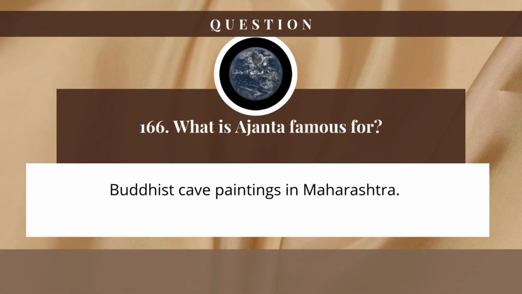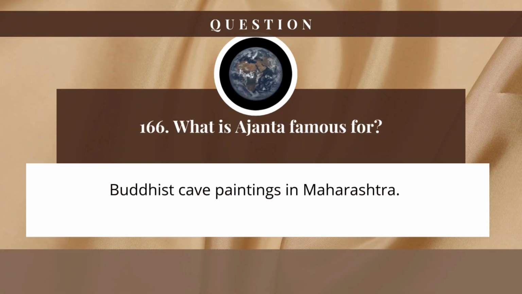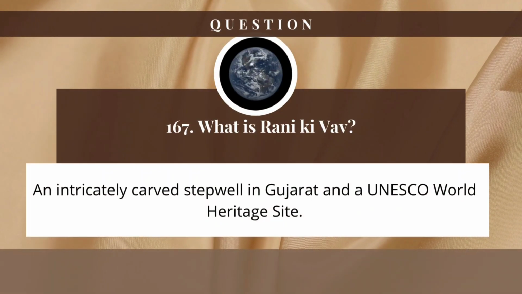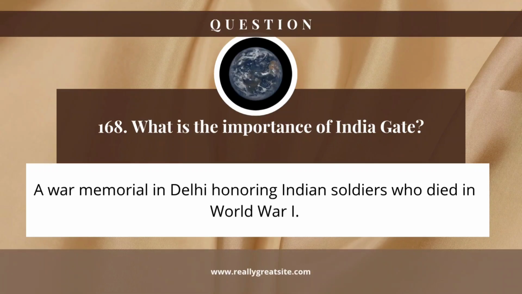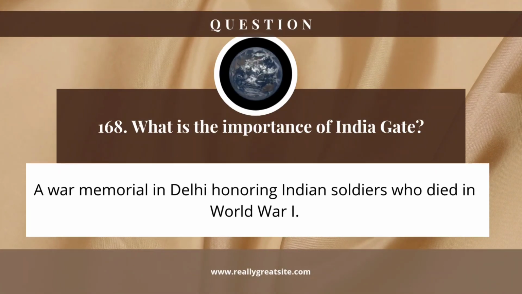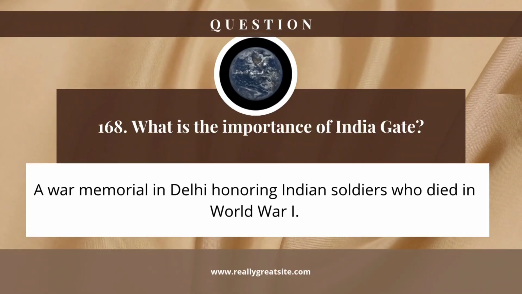166. What is Ajanta famous for? Answer. Buddhist cave paintings in Maharashtra. 167. What is Rani Ki Vav? Answer. An intricately carved stepwell in Gujarat and a UNESCO World Heritage Site. 168. What is the importance of India Gate? Answer. A war memorial in Delhi honoring Indian soldiers who died in World War I.